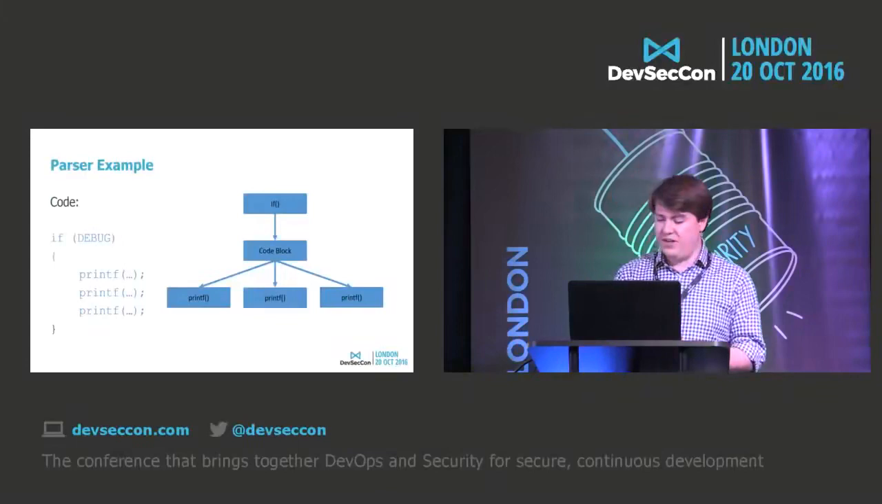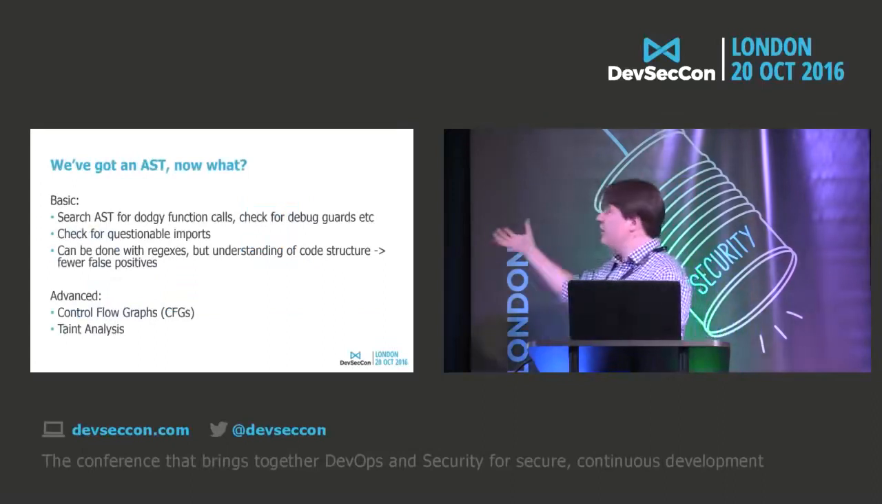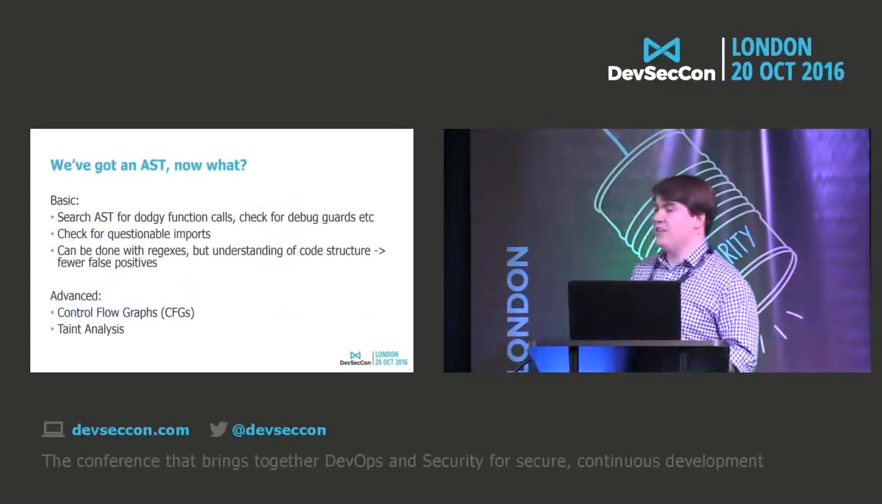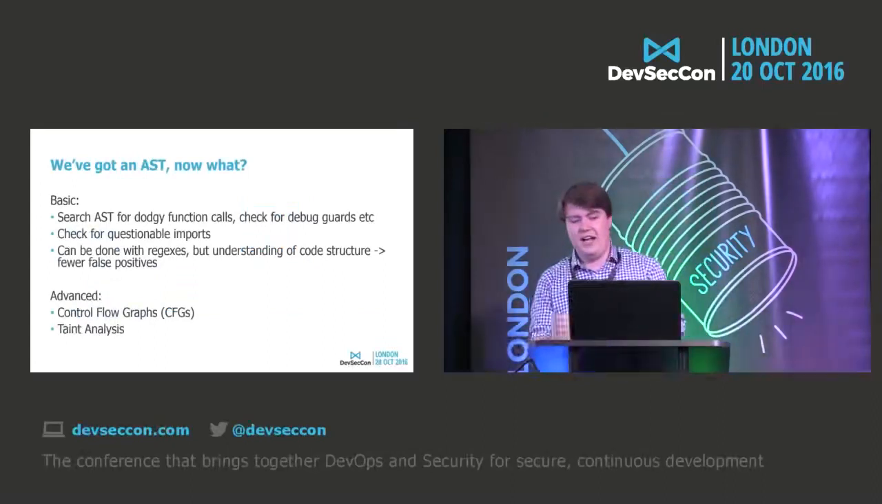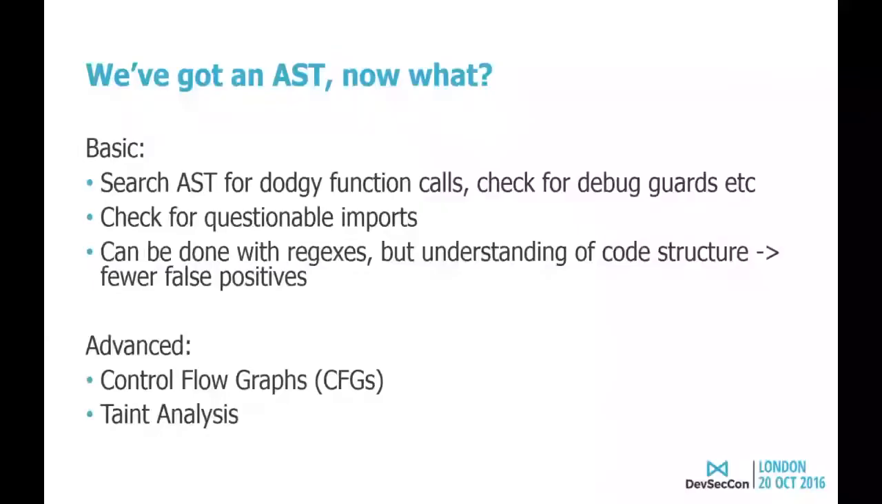So now that we've got an abstract syntax tree, what does that actually buy us? You can search the AST at a basic level for things like calls to functions you know you don't want, debug calls if they should be there, maybe they're not, maybe you're outputting data to locations that you don't want it to in a production environment, log files, so on. Questionable imports potentially, depending on the parsers you're using, and so on and so forth.